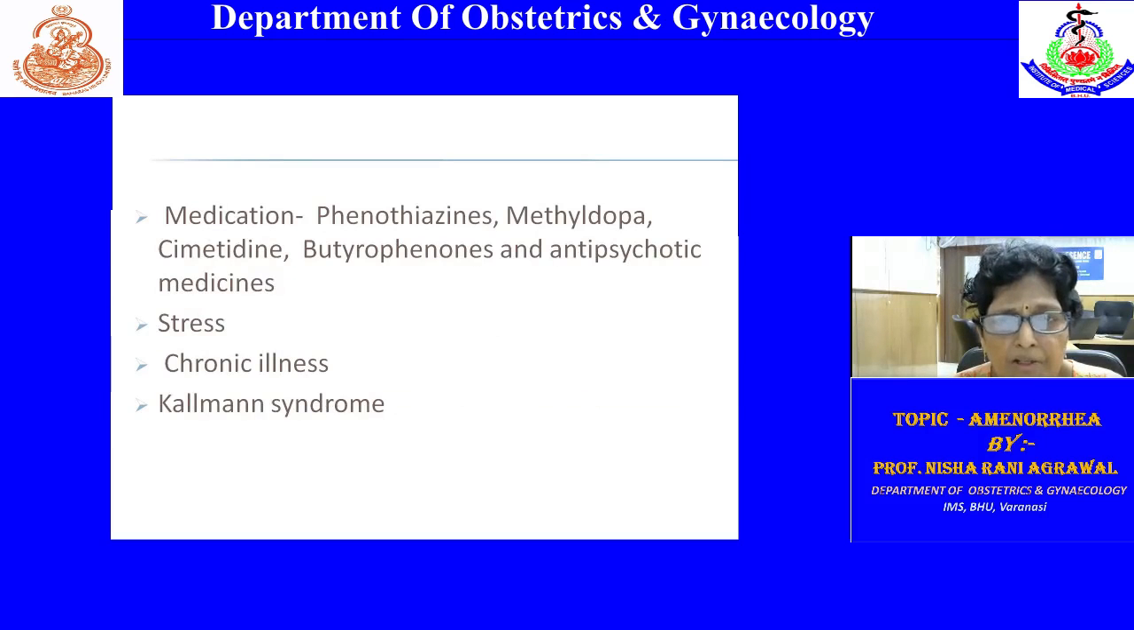Certain medications like phenothiazines, methyldopa, cimetidine, butyrophenones, and antipsychotic medicines may induce amenorrhea. Then stress is a very, very important cause for amenorrhea, as are chronic illnesses and Kallmann syndrome.